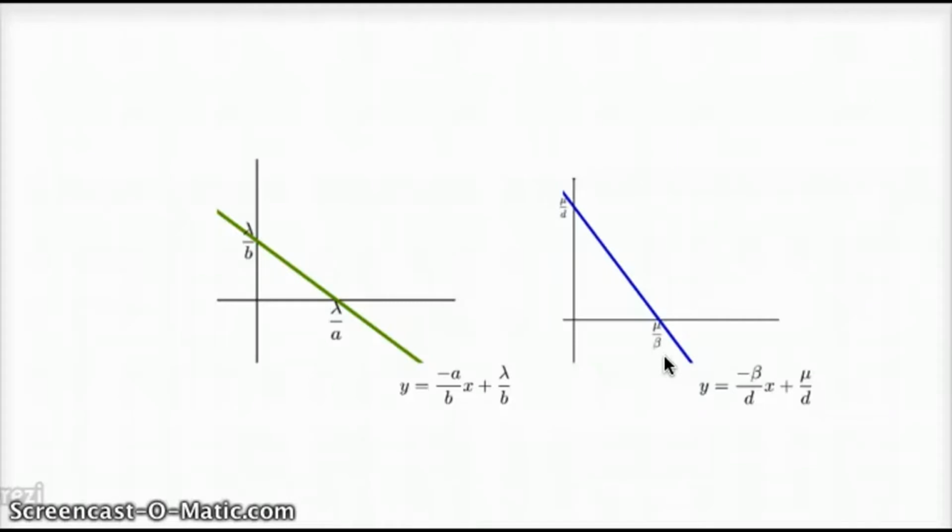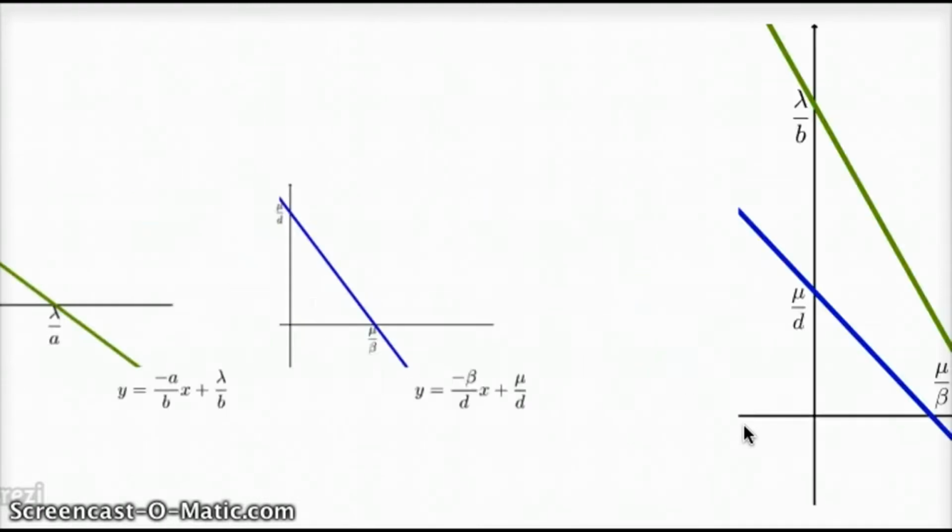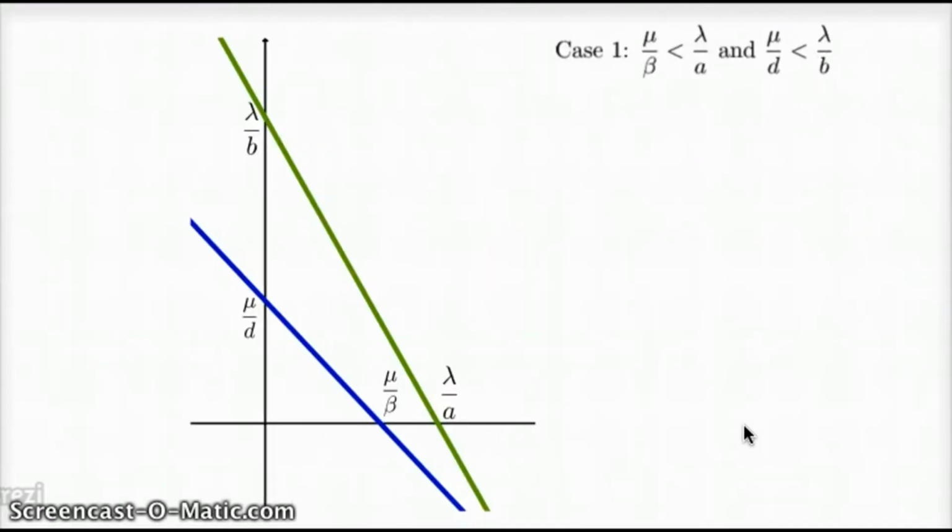There are four possibilities as to how this figure may look. The information we have at hand is that both lines have negative slope, minus a over b and minus beta over d, and that they both have positive intercept with the vertical axis. So this is the figure for the first case.